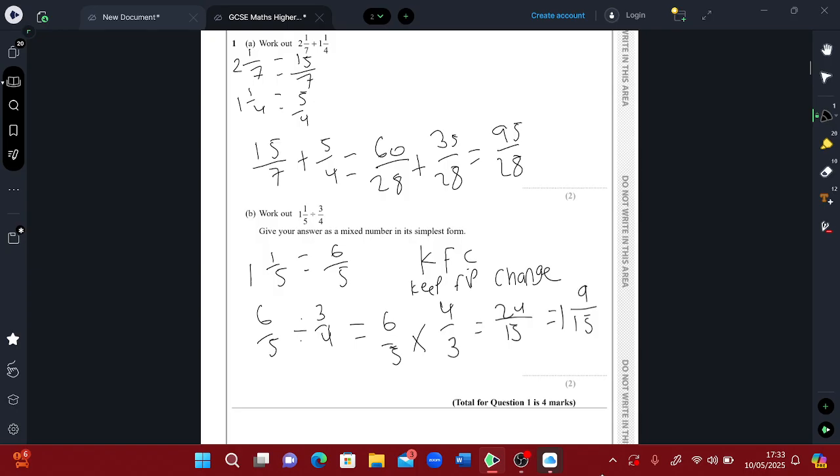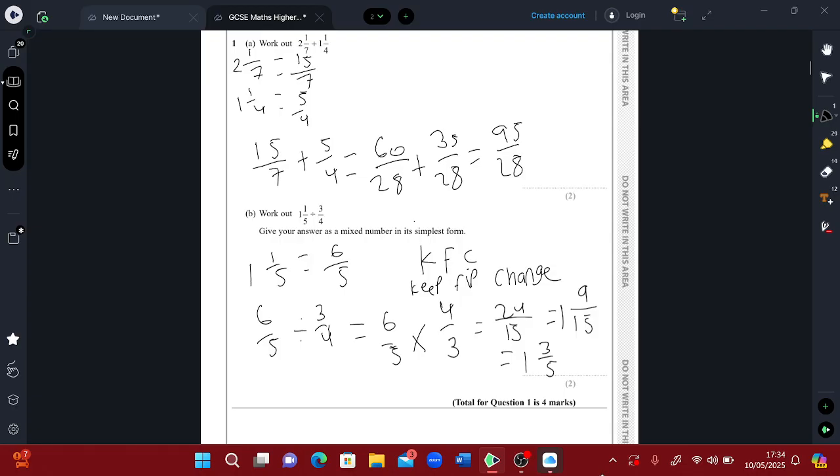9 over 15. However, it also says to simplify in simplest form, which says that this isn't simplified. Well, keep the 1. So we can simplify this fraction, can't we? Because what number goes into both of them? 3, right? So that'd be 3 over 5. And that should be your answer there.